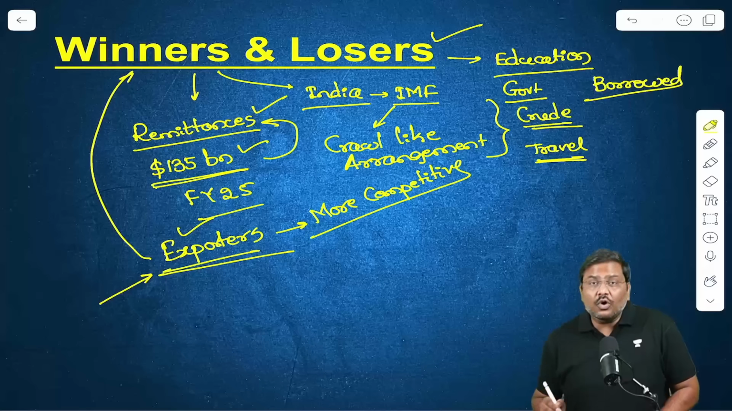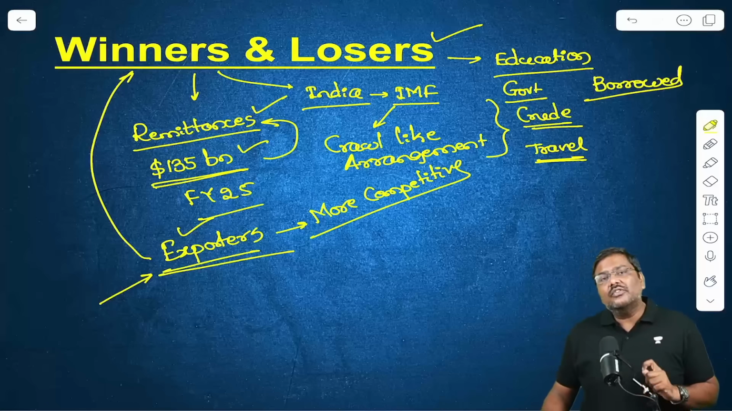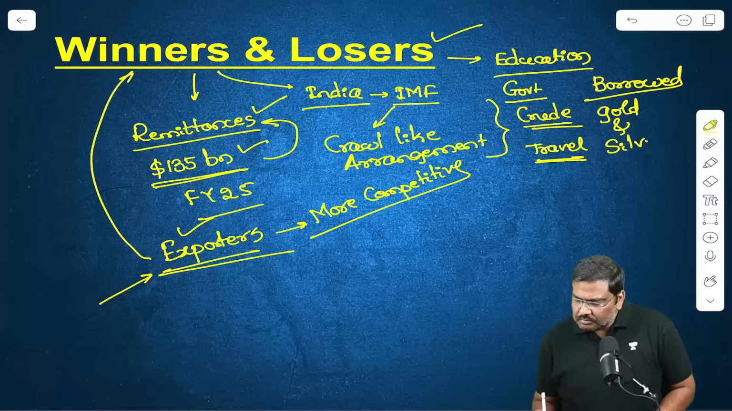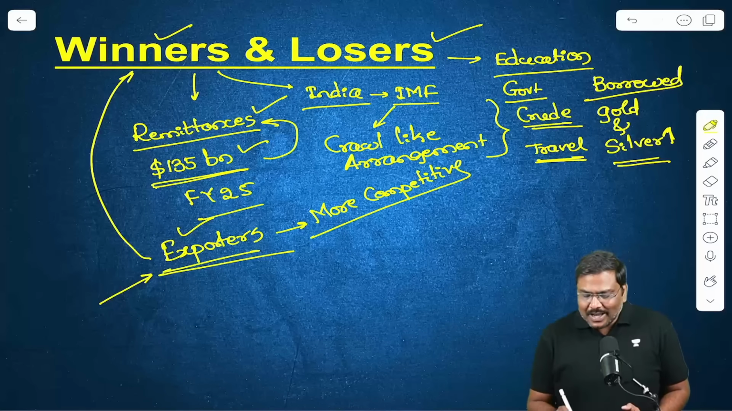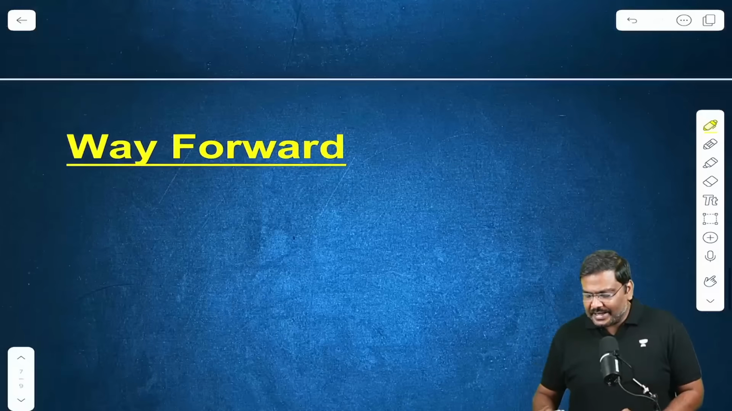The companies who have borrowed money in the form of dollars and they are due to make a repayment now, they will have to shell out more amount of rupees. And not to forget, basically the gold and silver cost now will become higher because of rupee depreciation. So these are certain winners and losers because of the rupee depreciation that has taken place here.